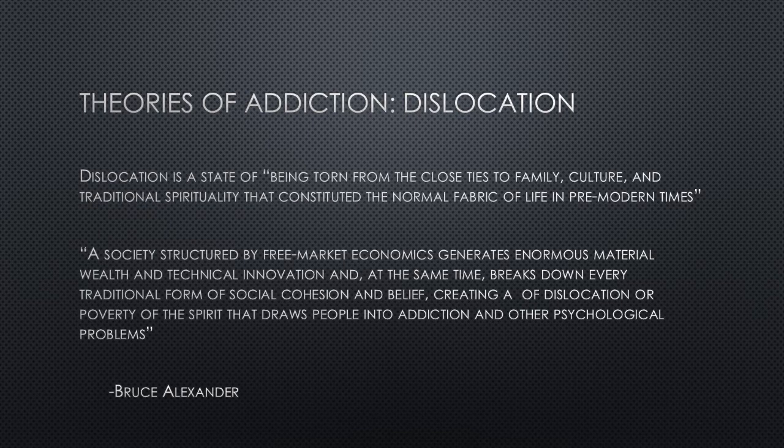He defines dislocation as a state of, quote, being torn from the close ties of family, culture, and traditional spirituality that constituted the normal fabric of life in pre-modern times. He uses Vancouver as his prime example of a wealthy and vibrant city with an excruciating amount of suffering due to addictions of various kinds. In his first and 10th chapter, he details various ethnic, indigenous, religious, racial, and ideological experiences related to beliefs, culture, and addiction.